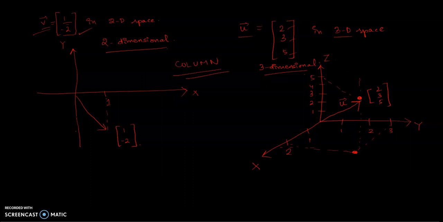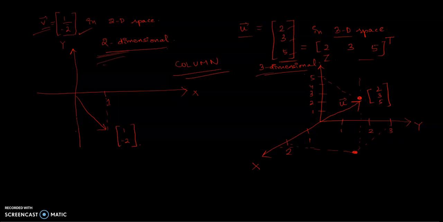So how do we represent these column vectors and row vectors? There is an alternate format. This is a column vector. We can write it in this format also, (2, 3, 5) transpose. These both have the same meaning. So as you can see, this is a 2-dimensional vector, and this is a 3-dimensional vector.